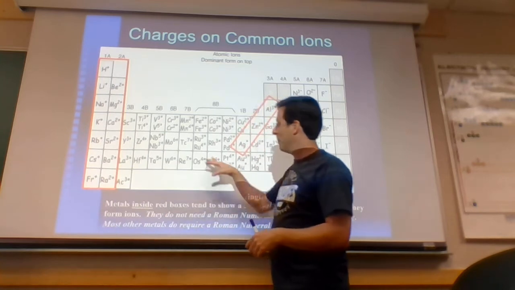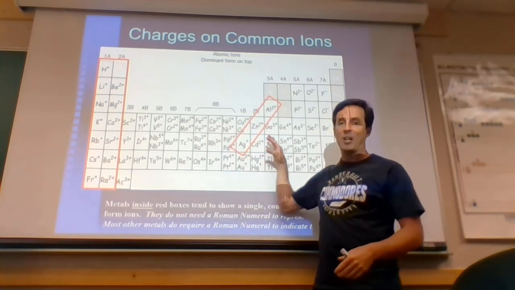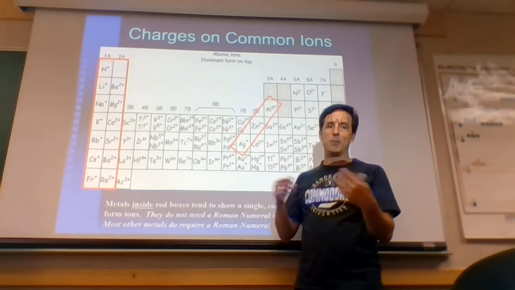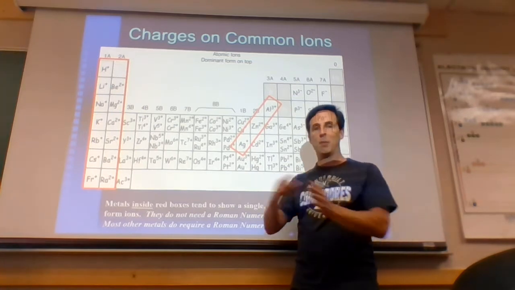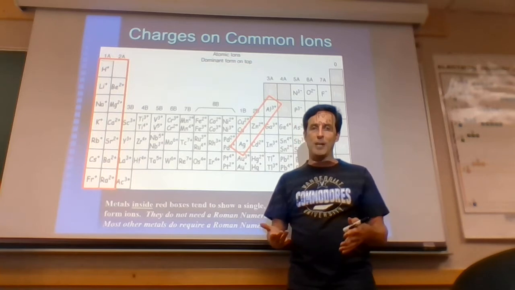Okay? Now, when you get out in the middle of the table, a lot of these elements are too far away from the noble gases. They either have to gain a bunch of electrons or lose a bunch of electrons, so they usually can't do that.